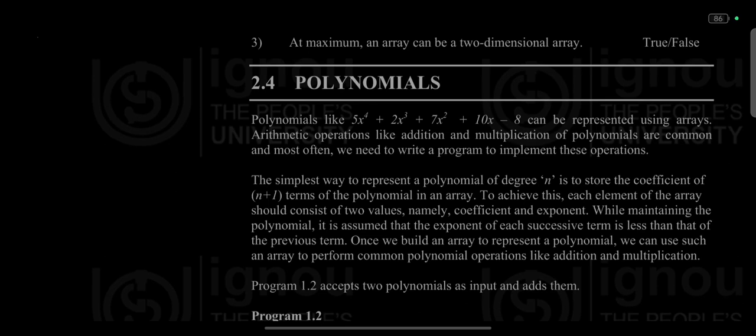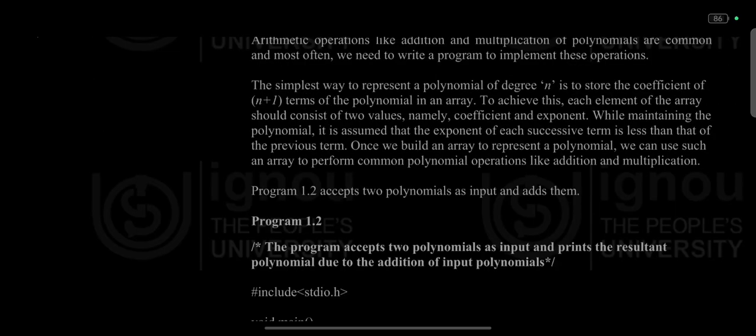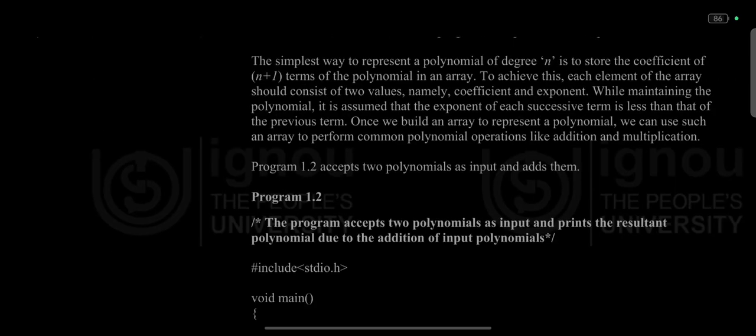plus 10x minus 8 can be represented using arrays. Arithmetic operations like addition and multiplication of polynomials are common, and most often we need to write a program to implement these operations. The simplest way to represent a polynomial of degree n is to store the coefficient of n plus 1 terms of the polynomial in an array.